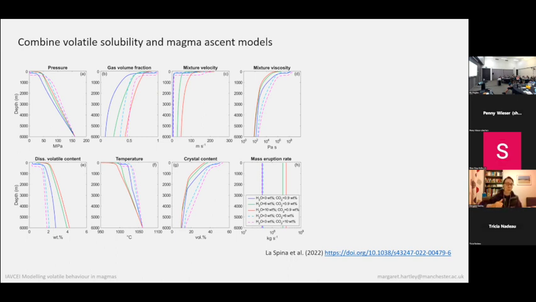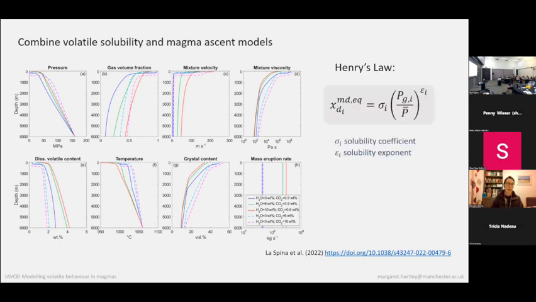So this is quite a computationally expensive model, and it's integrated with MELTS so that at each step an increment of crystallization is happening, the melt composition is changing, the crystal content is changing, and the temperature is changing. To integrate a volatile solubility in this, Giuseppe has used a simple Henry's law function. So this is saying that the amount of dissolved gas is proportional to the partial pressure of the gas in equilibrium with that melt. And he's implementing it using this expression where we need a solubility coefficient and a solubility exponent.